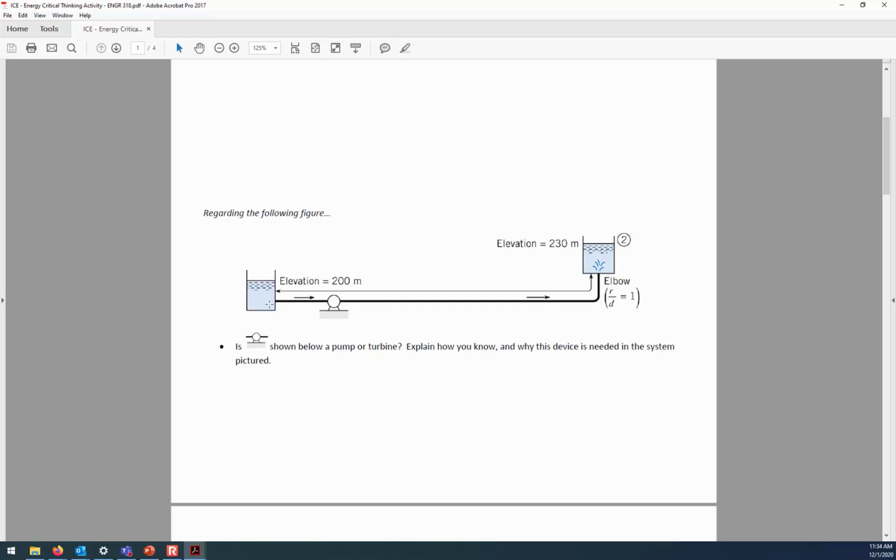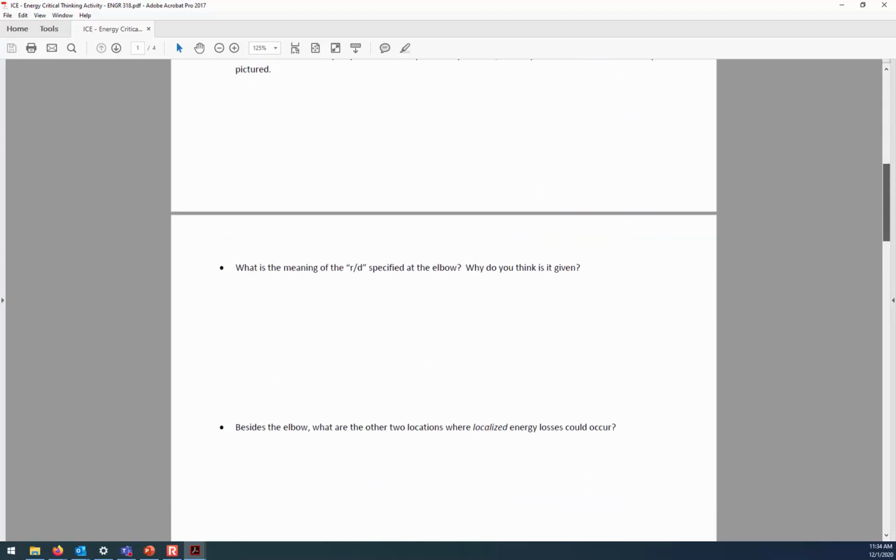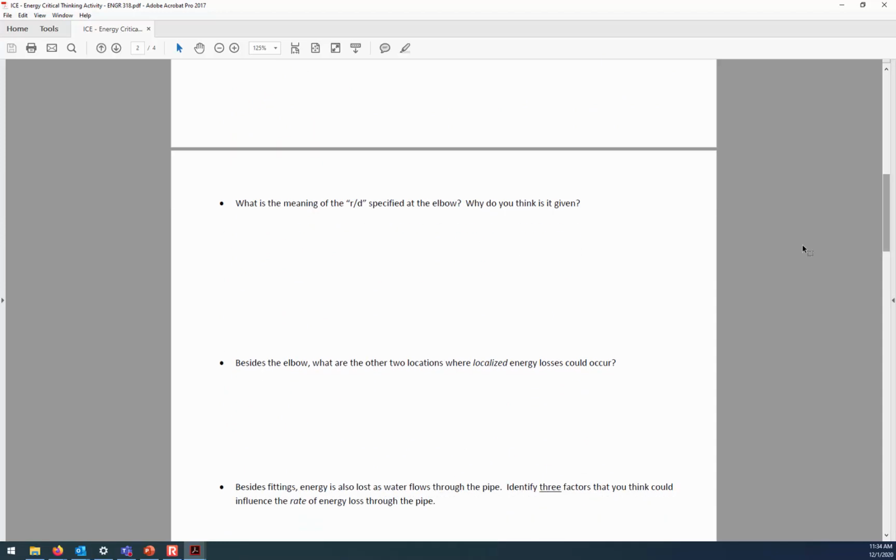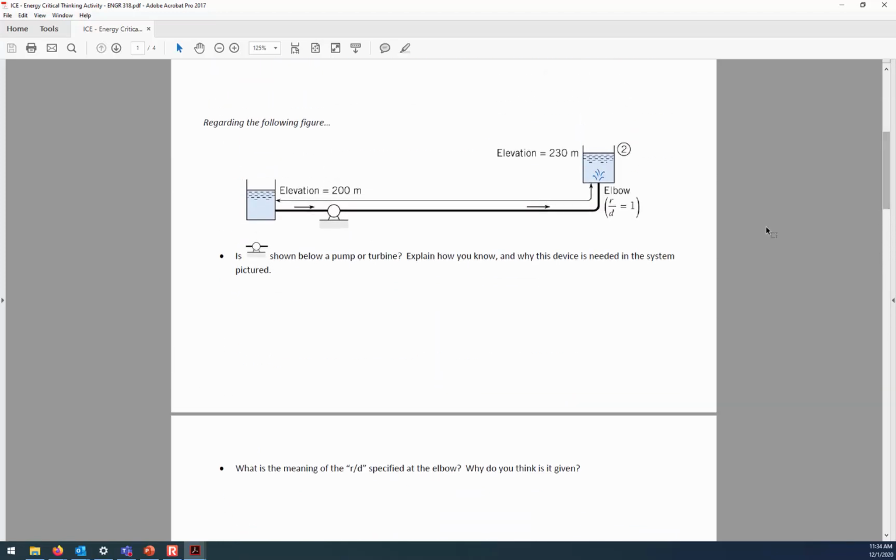Of course, there's energy being lost as water goes through the pipe, and that's a distributed loss. But there's also what's sometimes called a minor loss, but maybe the better word for it is a local loss, when water has this localized turbulence caused by a valve, a fitting, or a change in direction. So what are the other two locations where localized energy losses could occur in this diagram? The other two locations are the inlet and the outlet.